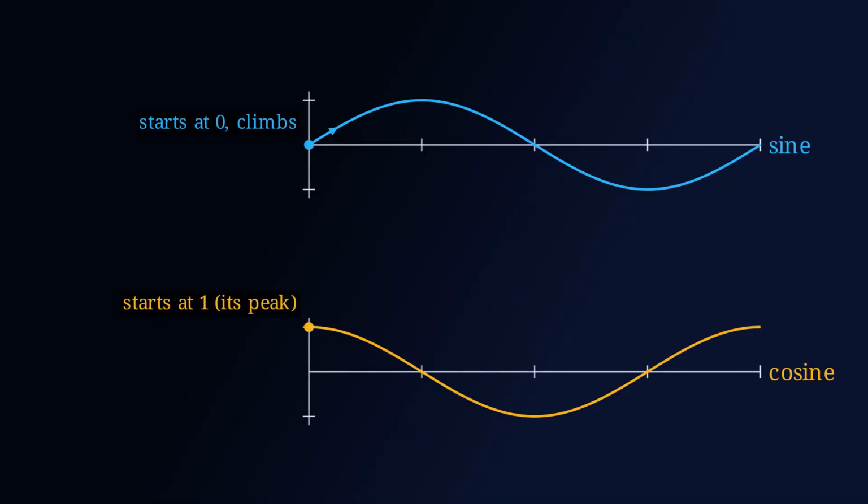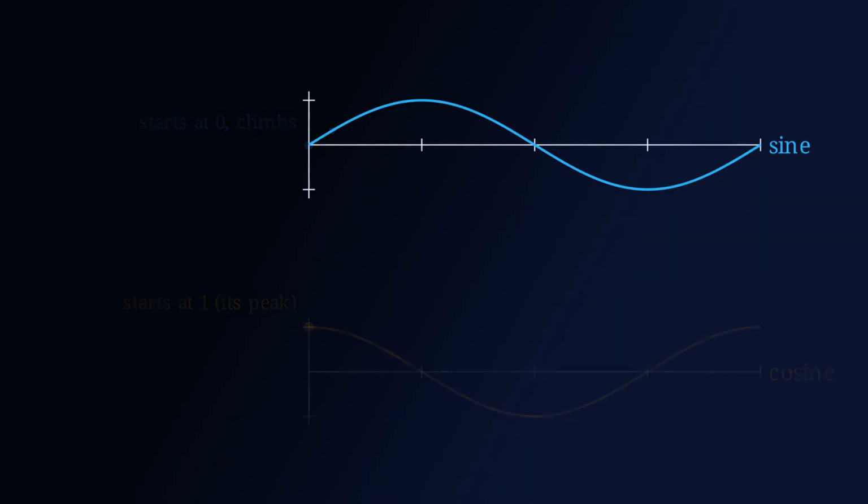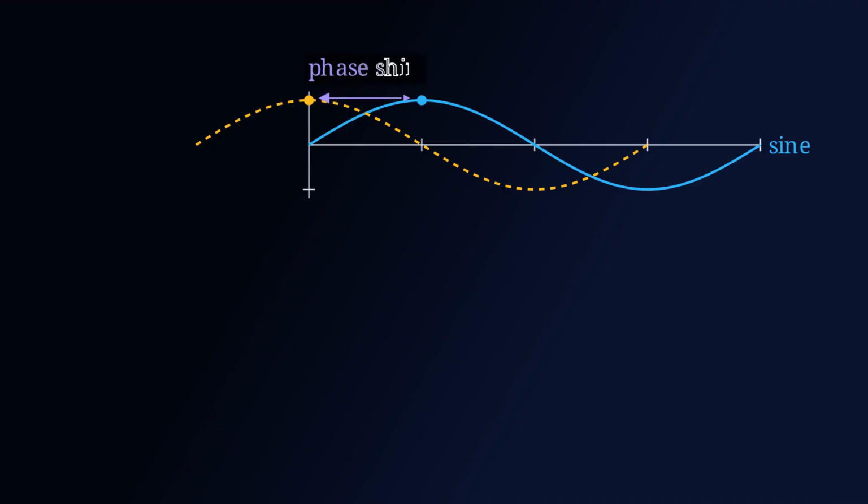Let us make that head start precise. Slide the cosine wave to the right and watch what happens. Shift it by exactly a quarter of a full cycle, and it lands right on top of the sine wave. They match perfectly. So sine and cosine are not two different animals at all. They are the same wave, one simply shifted from the other by a quarter of a cycle. Mathematicians call that offset a phase shift. Two curves, one shape, separated only by a head start.